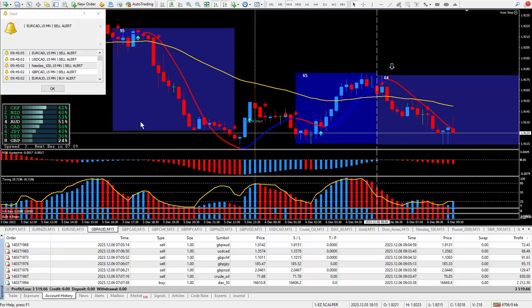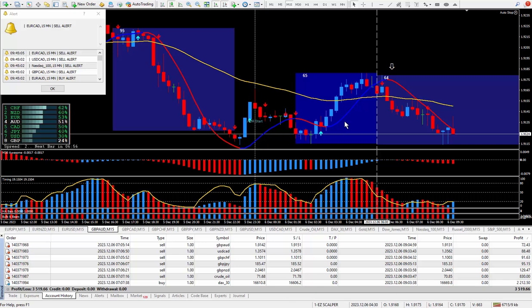Hello traders, this is Forex Nelson and I'm back again today with another 7 trades. Today's date is December the 6th and I'm using my new Easy Scalper trading system. The system has two excellent scalping indicators.